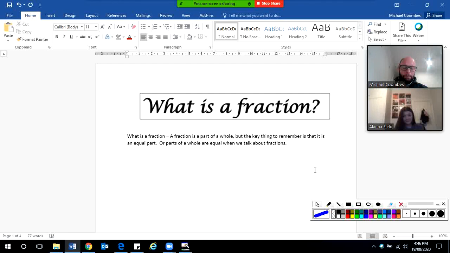So we're talking about fractions, and you guys have done a pre-test, but what we want to know is make sure that you understand what a fraction is. So Alana, when you learned about fractions when you were younger, what was the key thing that the teacher drummed into you about fractions? That each part of a fraction is equal. Yeah, so each part of the fraction is equal.